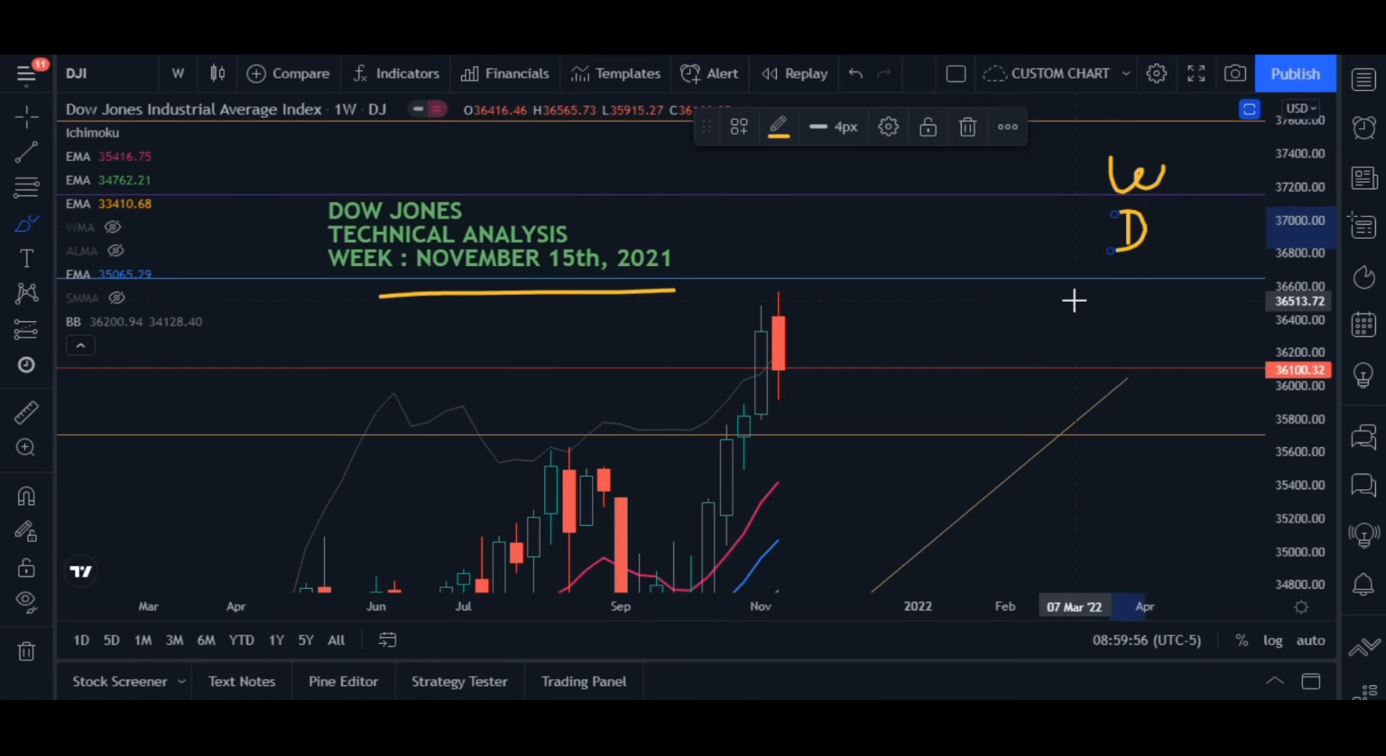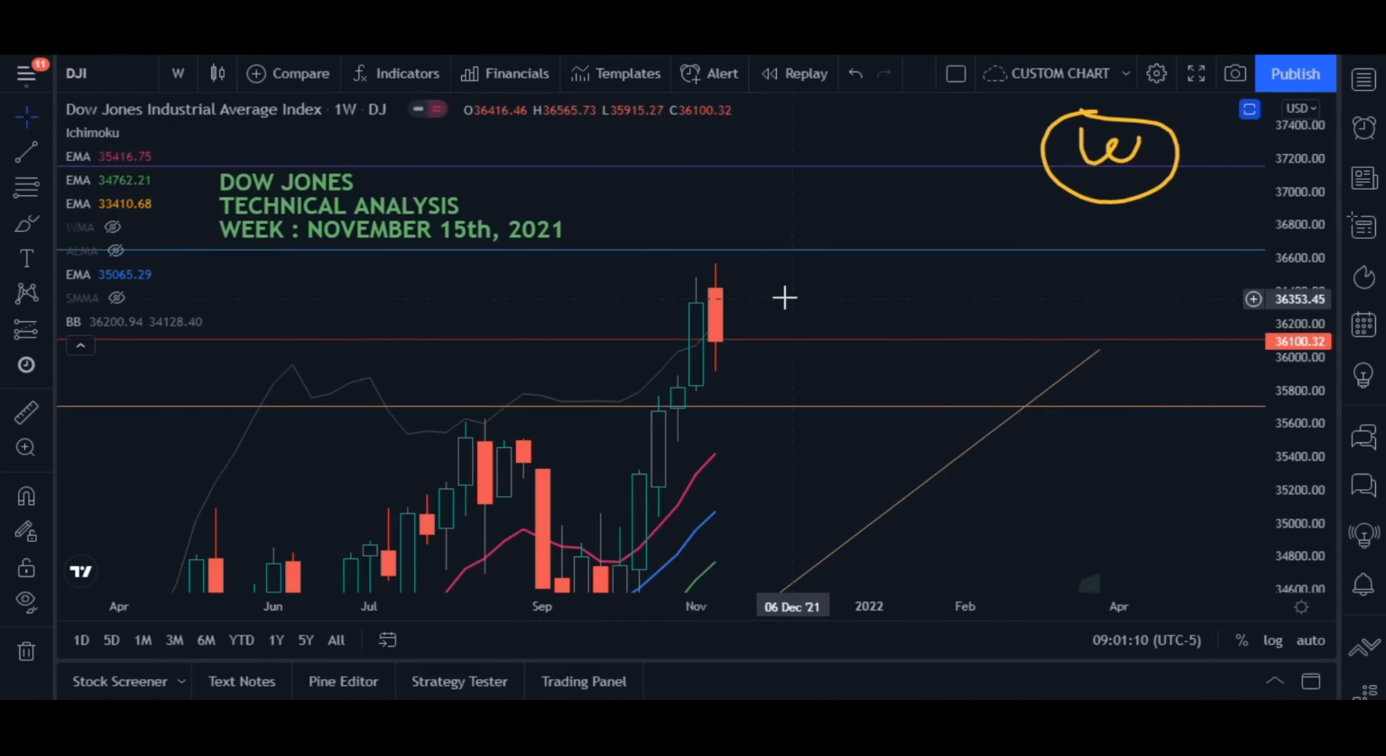This way we'll be able to get the most accurate results, as we have been getting for the last couple of weeks, couple of months. So this is the weekly chart and these are the weekly candles. One candle represents 1 week.